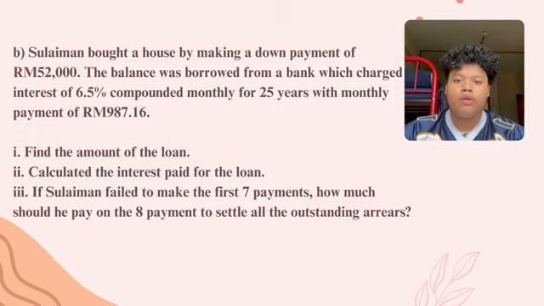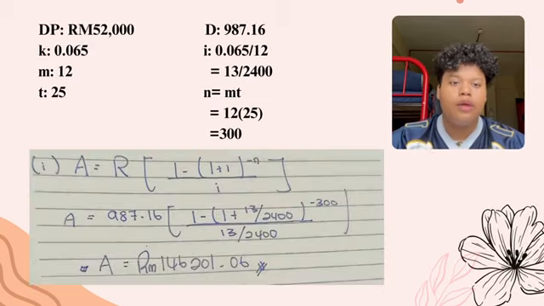For question 4B, Sulaiman bought a house by making a down payment of 15,000 ringgit Malaysia. The balance was borrowed from a bank which charged interest of 6.5% compounded monthly for 25 years, with a monthly payment of 987.16. So, we need to list the information in the question, and we need to list R, K, N, T, and I.